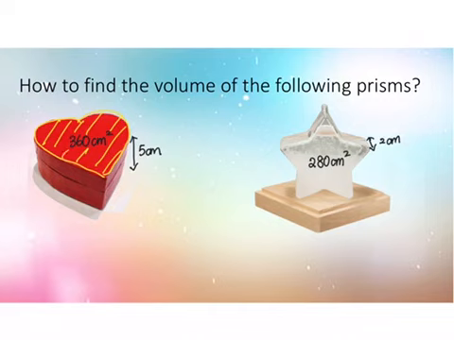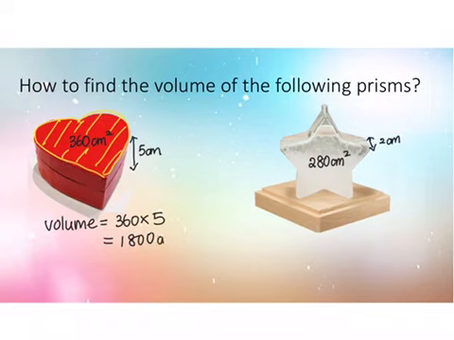So how do we find the volume? The volume of this solid will be taking the cross-sectional area, which is 360, multiplied by the length of the box. And that gives us the volume of the prism. How about the next one?